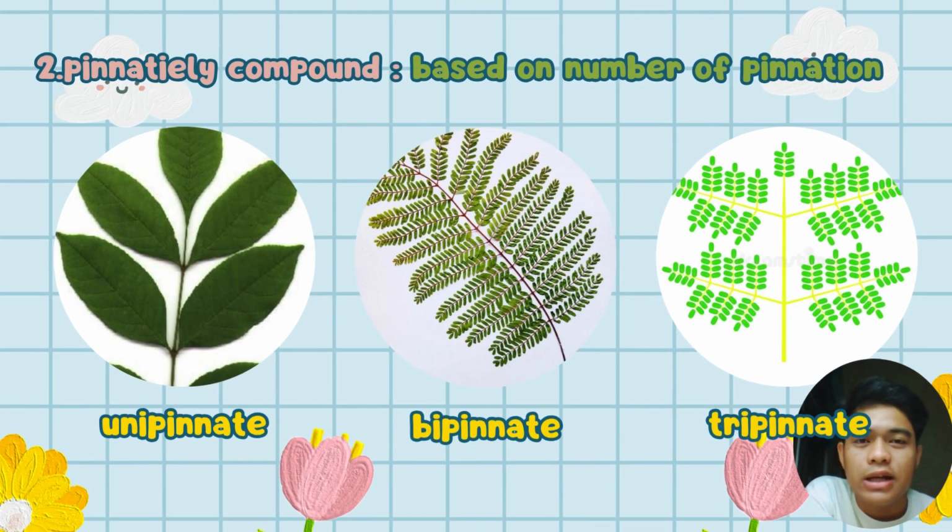Next, we move to the next slide about pinnately compound leaves. Based on the number of pinnations, we have three types. First, unipinnate, second, bipinnate, and third, tripinnate. For unipinnate, the leaflets are on a single main rachis. Example, rose. Second, bipinnate: the main rachis branches into secondary rachis bearing leaflets. Acacia. Last, tripinnate: the secondary rachis branches into tertiary rachis. Example, moringa.